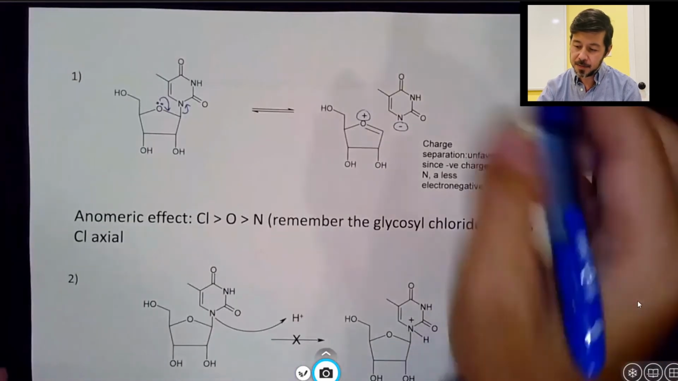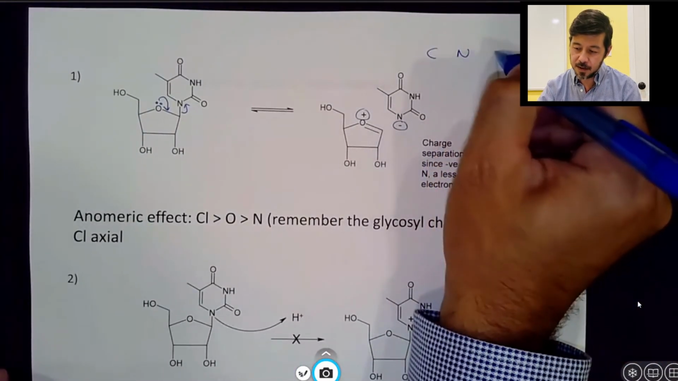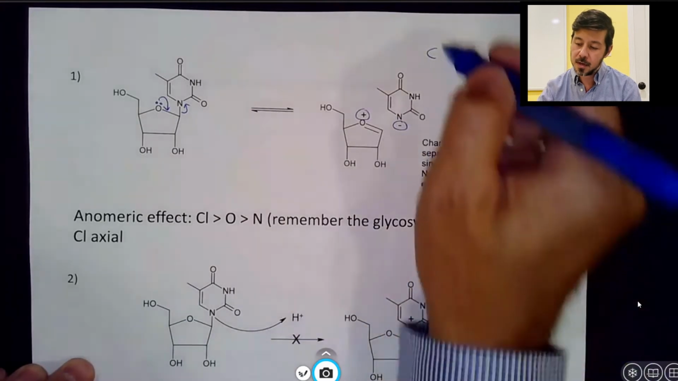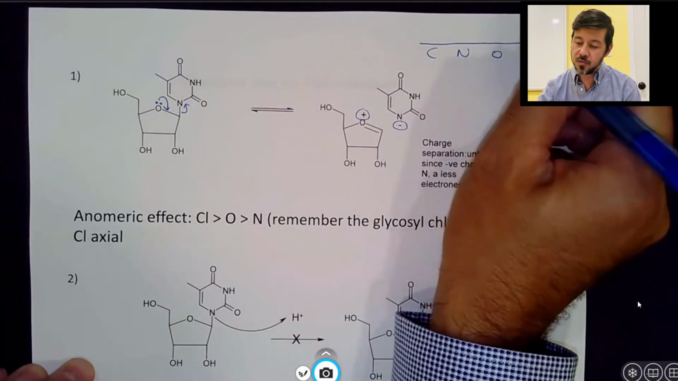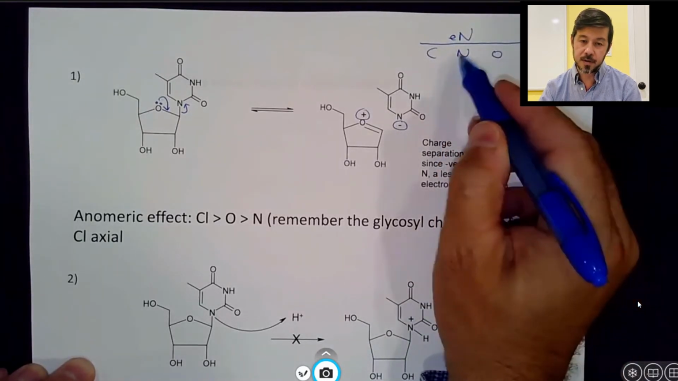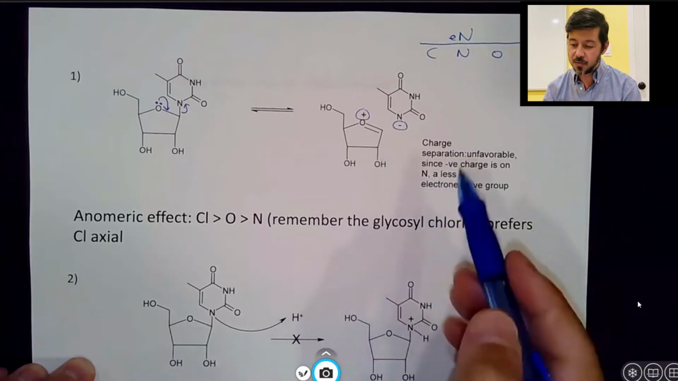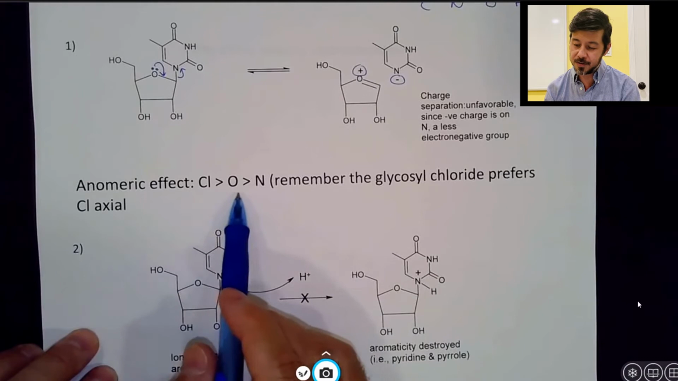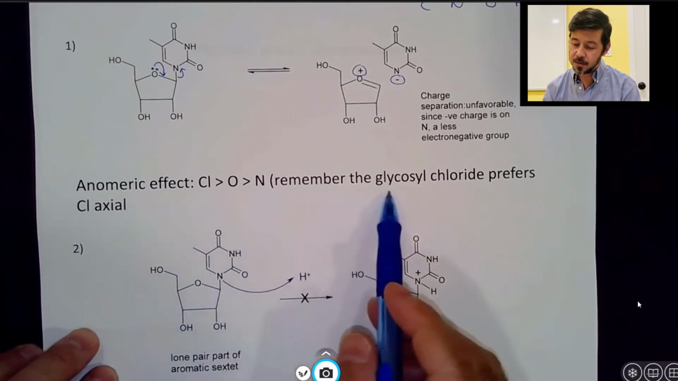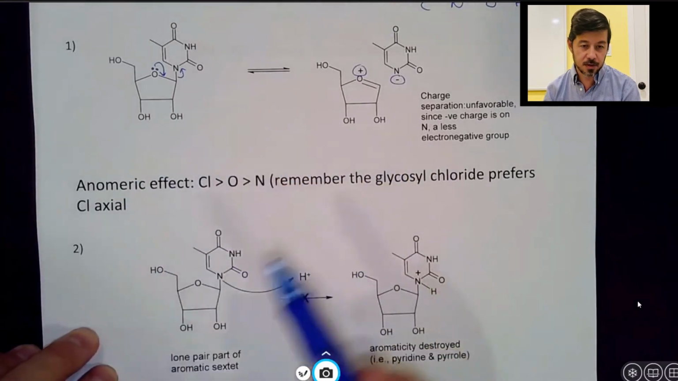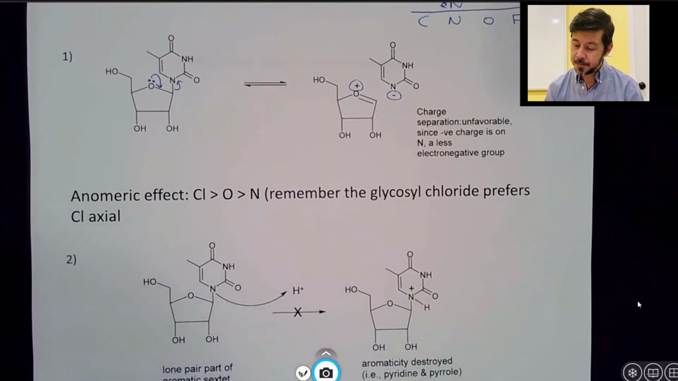If you think back to electronegativity, if you compare the electronegativity between carbon, nitrogen, oxygen, fluorine, so this is the upper right hand of the periodic table, as you go from left to right, you increase your electronegativity. So oxygen is more electronegative than nitrogen. So this is unfavorable charge separation. So the anomeric effect, something like chlorine, oxygen, nitrogen, remember that the glycosyl chloride prefers Cl axial. And in all these cases, the nucleosides are actually in a beta orientation.